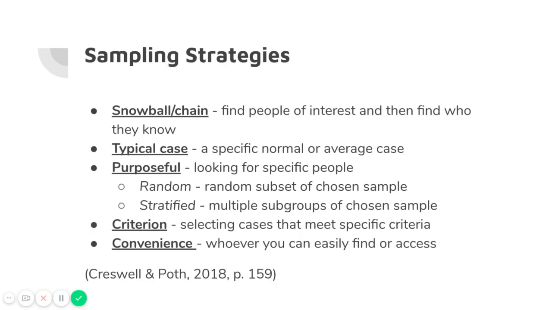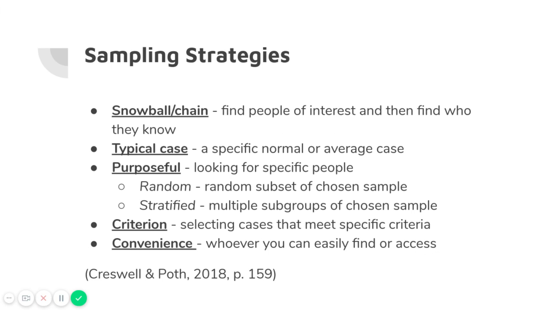First, let's talk about sampling strategies. These are just several of the ones that are listed on page 159 of Creswell and Poth, but I thought these were probably the most frequently used. So you have snowball or chain sampling, and that's when you find people of interest, maybe a group of people that you know, and then they find other people who they know, and then those people find people they know, and so you just create this snowball or chain effect.